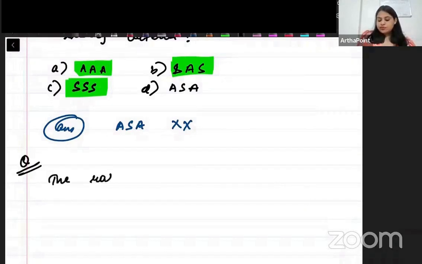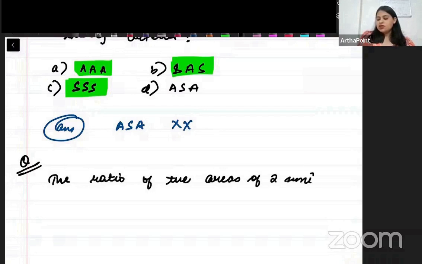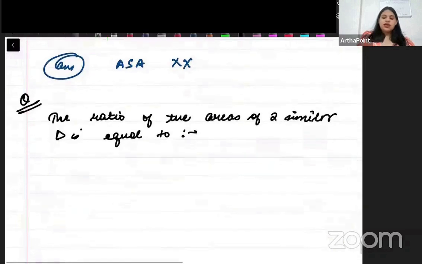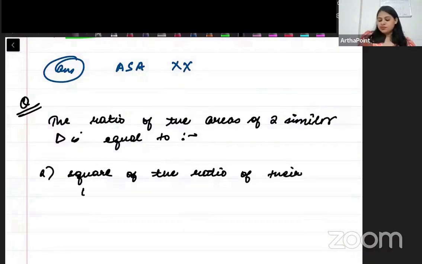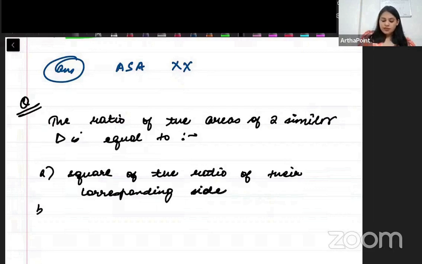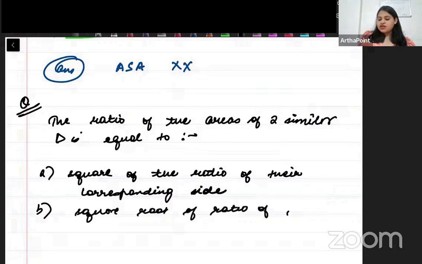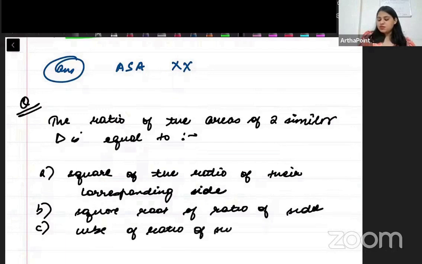The ratio of the areas of two similar triangle is equal to A, square of the ratio of their corresponding side, B, square root of ratio of sides, C, cube of ratio of sides, D, twice the ratio of sides.